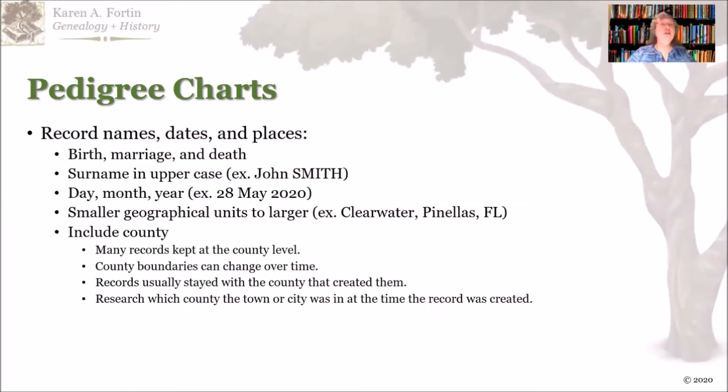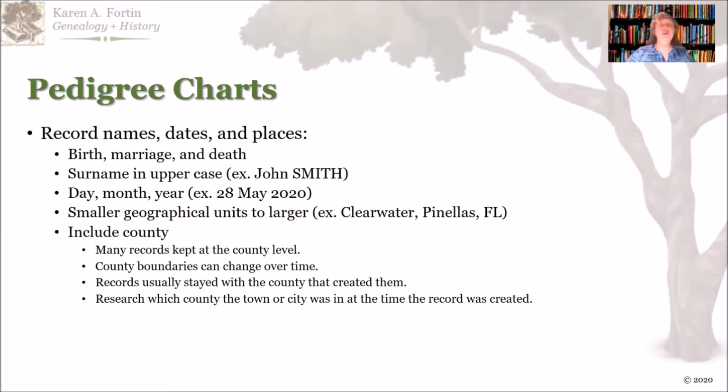For each person on your pedigree chart, enter the name and the dates and places associated with their birth, marriage, and death. These are key events which often generate records, referred to as vital records. It can be helpful to enter the last name in uppercase. For example, in the name John Smith, Smith is spelled with all uppercase letters. This isn't required, but it can make it much easier to spot a surname that you're looking for later on a completed form.